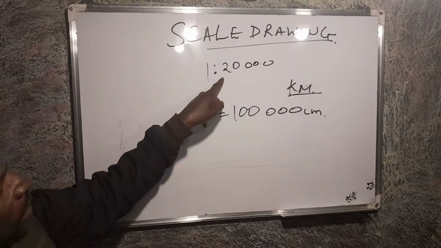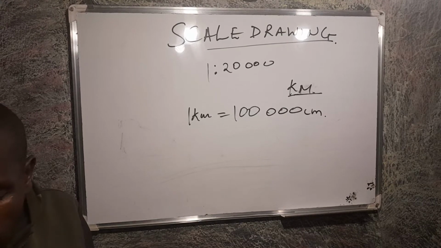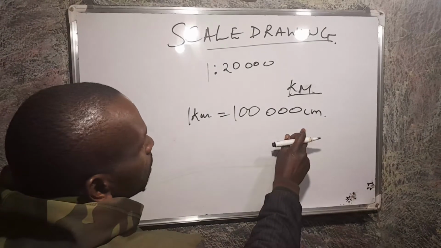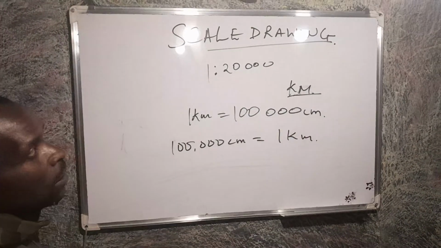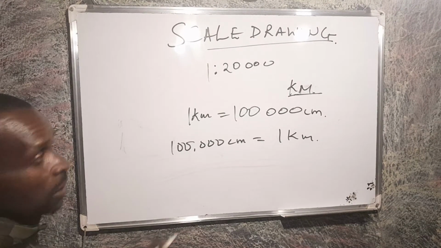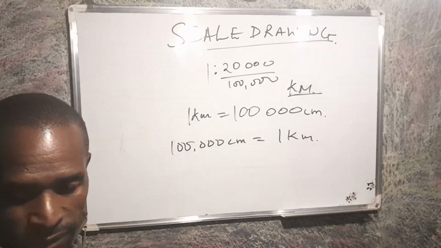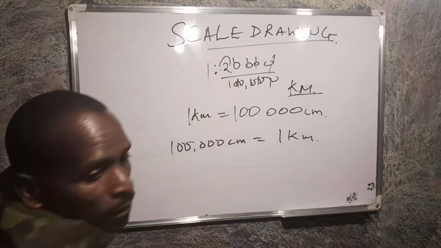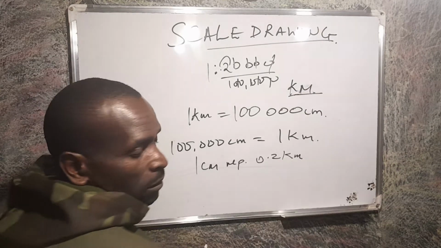So what am I supposed to do here so that I convert this one to kilometers? The easiest way, if that is bothering you, you will still come back here. If 1 kilometer is equal to this, in other words 100,000 is equal to 1 kilometer. So you are dividing this one by 100,000 and you put the kilometers. How many kilometers does that scale represent? So 1 centimeter represents 0.2 kilometers.